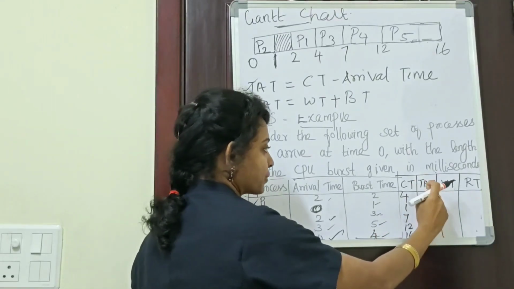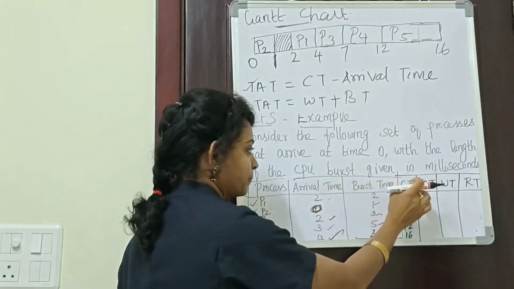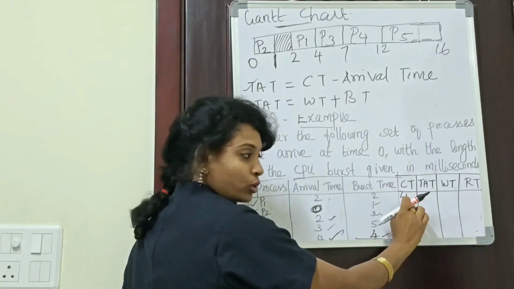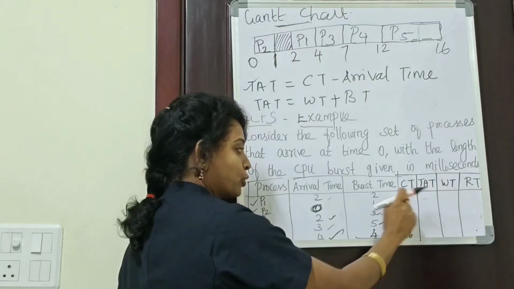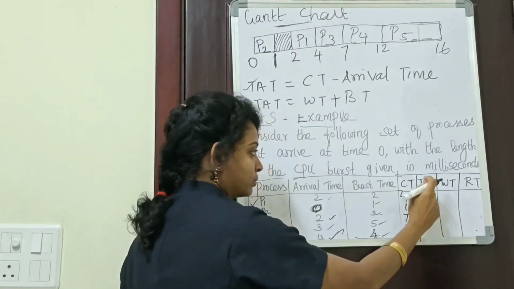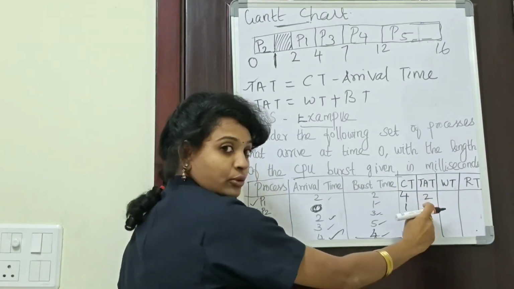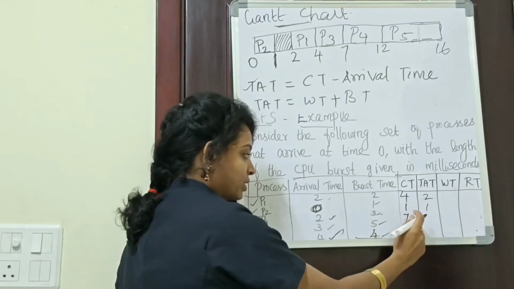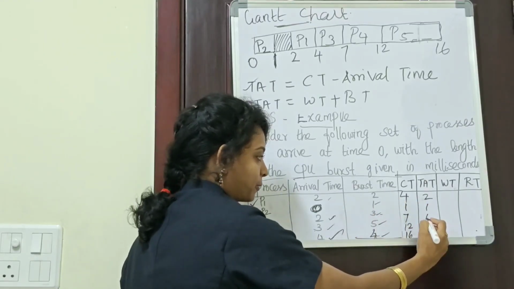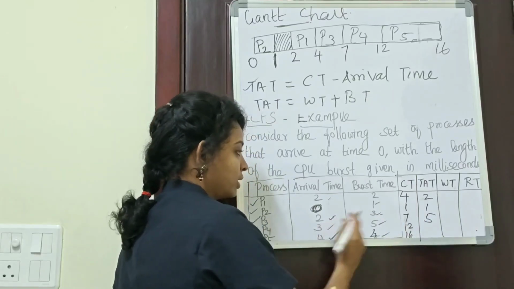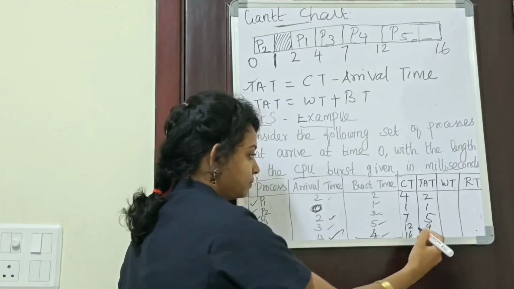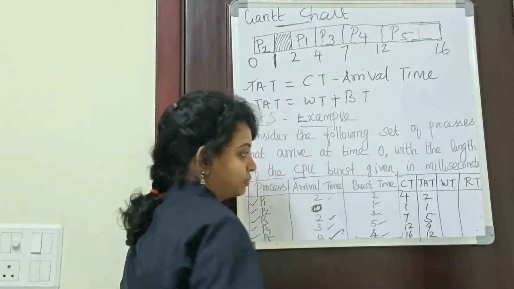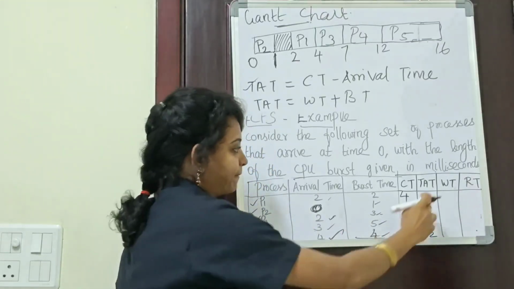So turnaround time is completion time minus arrival time. The completion time is 4 for P1, so 4 minus 2, 2. Then 1 minus 0, 1. 7 minus 2, 5. 12 minus 3, 9. 16 minus 4, 12. So this is the turnaround time.